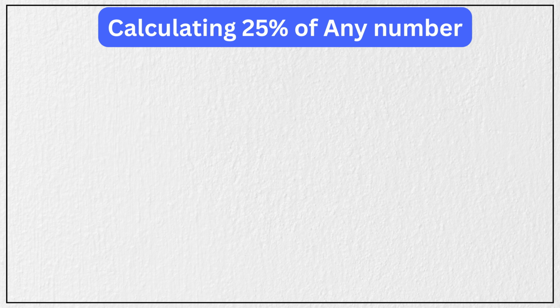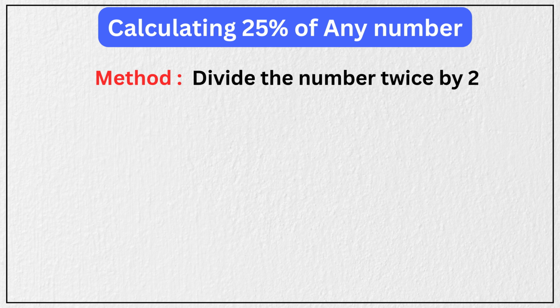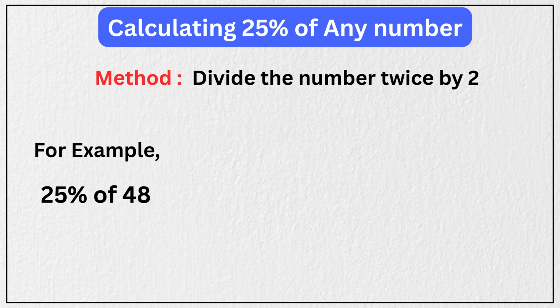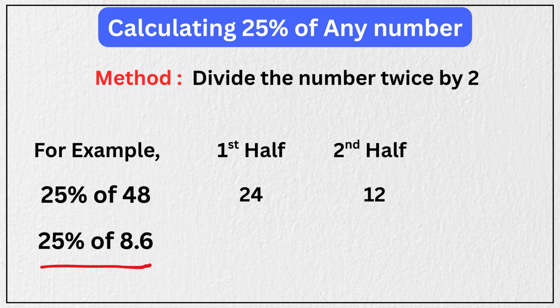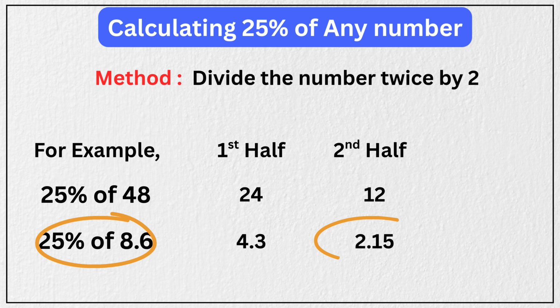From this, we can calculate 25% by dividing the number in half twice. For example, 25% of 48. First half, 48 divided by 2 is 24. Second half, 24 divided by 2 is 12. So 25% of 48 is 12. 25% of 8.6. First half, 8.6 divided by 2 equals 4.3. Second half, 4.3 divided by 2 equals 2.15. 25% of 8.6 is 2.15.